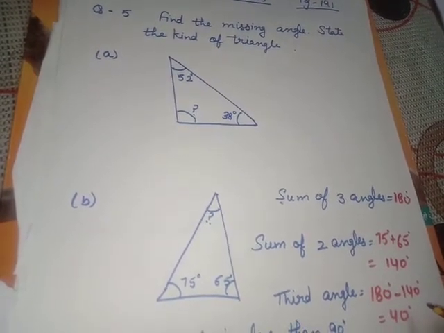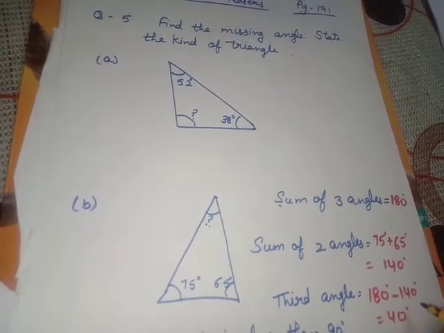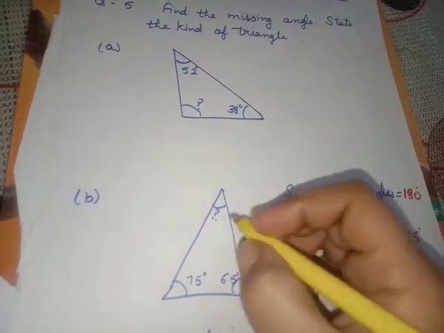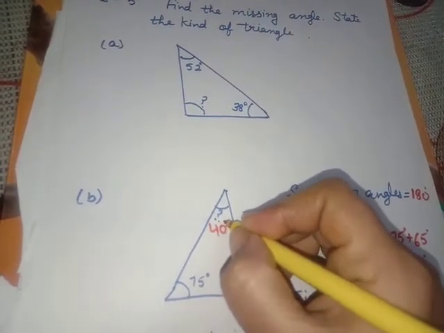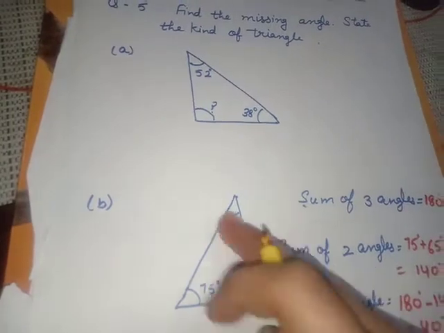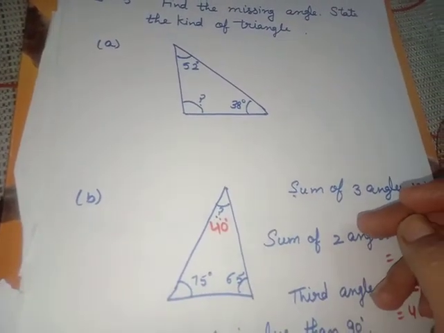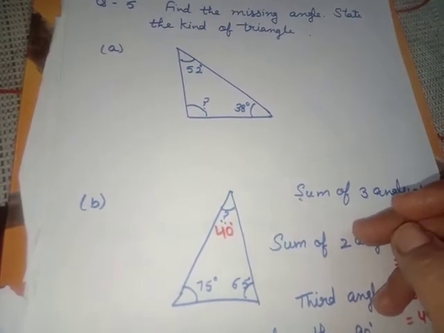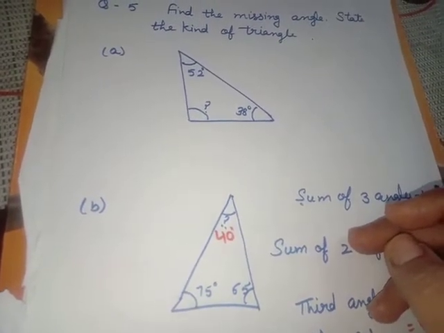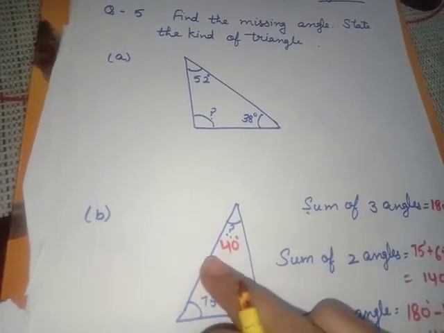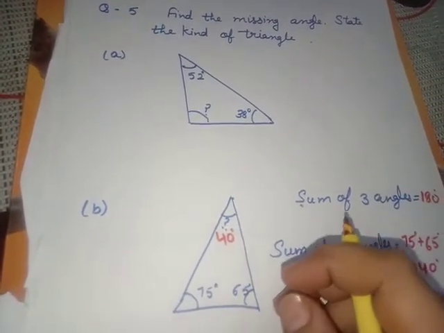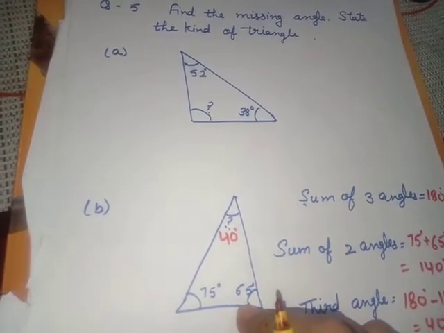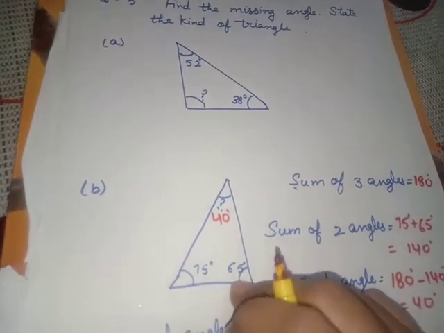Now we need to tell the kind of triangle. Think about it. The two angles were 75 and 65 and one angle here we have got 40 degree. So what kind of triangle is this? In the earlier questions, one angle was always of 90 degree and we always wrote the kind of triangle is right angle triangle. But now here none of the angles is 90, but all angles are less than 90. It means each angle is acute.